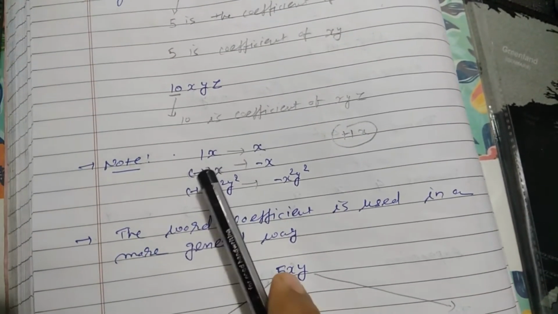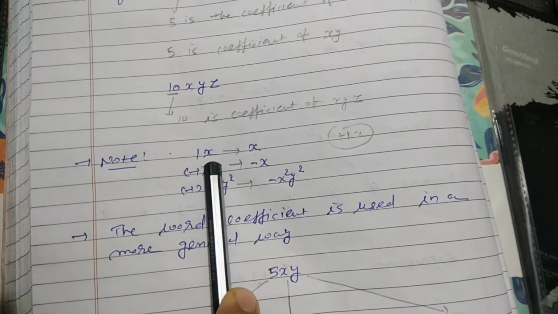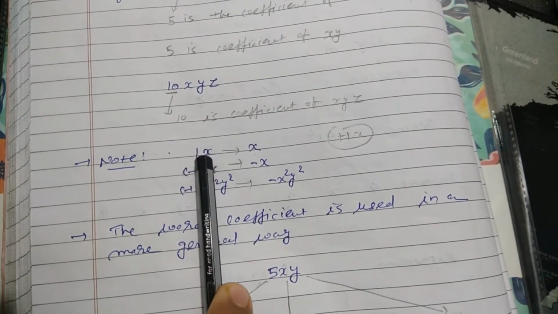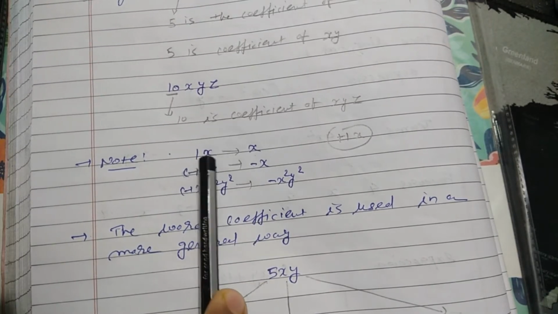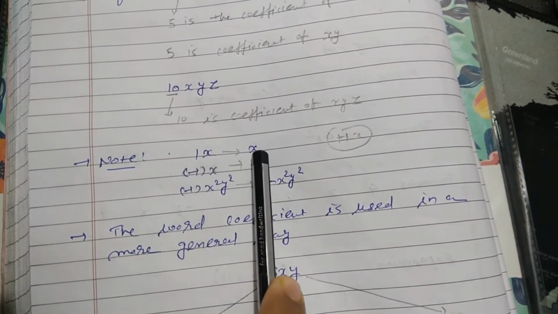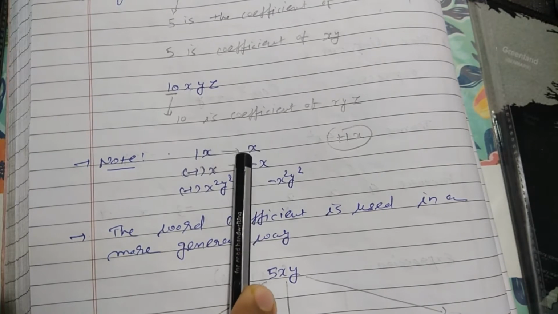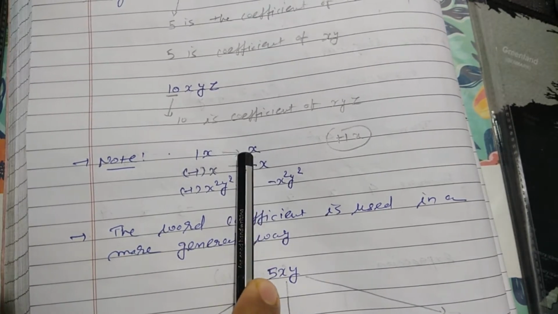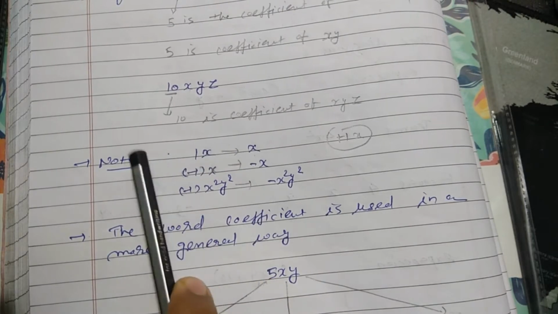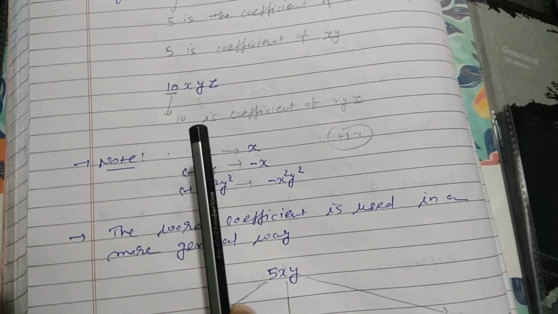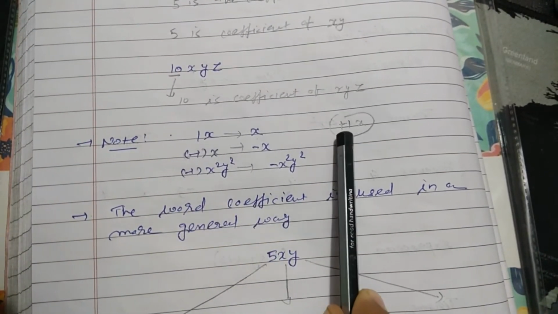Now here you have to note that for numerical coefficient 1, we do not have to write anything in the expression. That means if 1x is there, we have to write only x. We do not have to write 1 before the variable. So for 1x, only x. If 1y is there, we write only y in the expression. This is for plus 1.